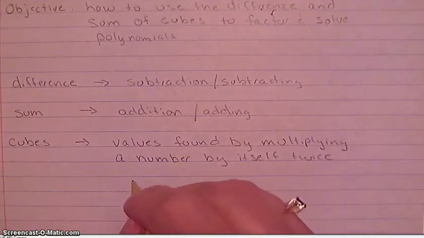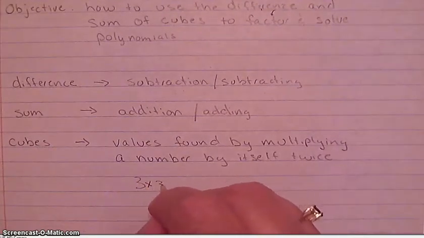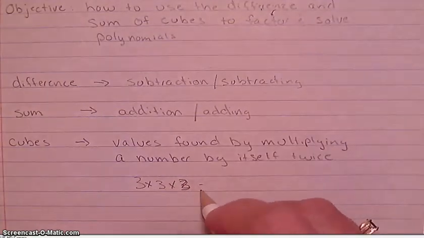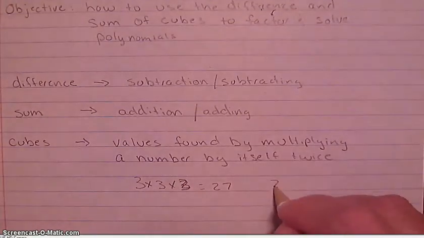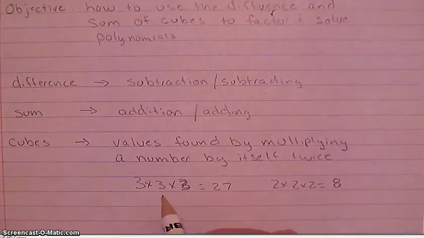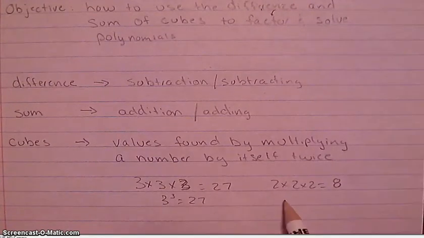So that would be like taking 3 and multiplying it by itself 2 times. So 3 times 3 times 3 is 27. 2 times 2 times 2 is 8. So we would say that 3 cubed is 27 and 2 cubed is 8.